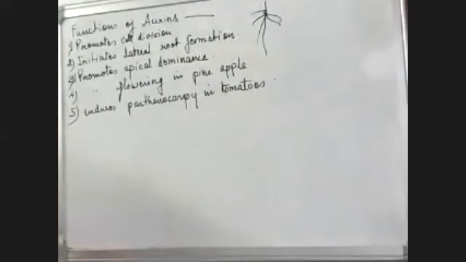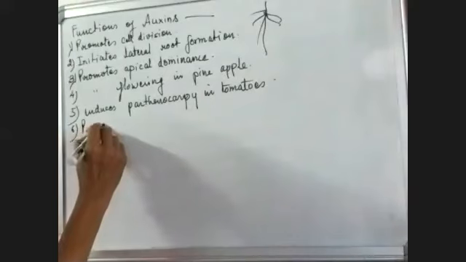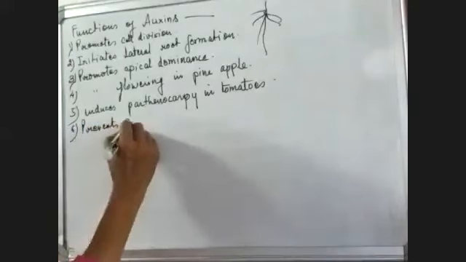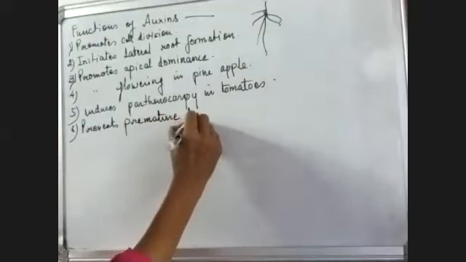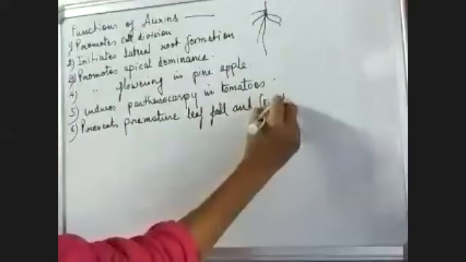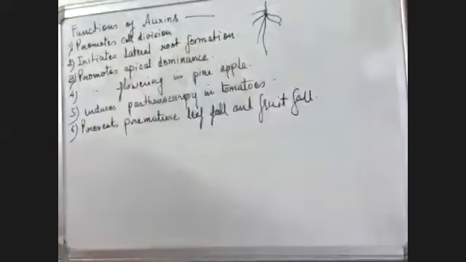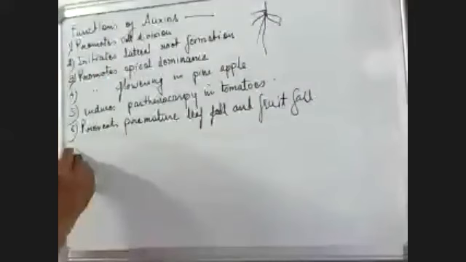At the same time, premature leaf fall and fruit fall is prevented. This is another function. Now there are some more functions like this: auxins are used in tissue culture.